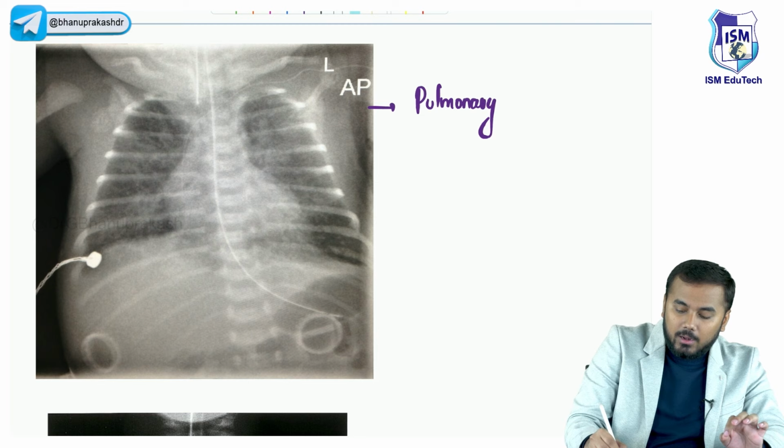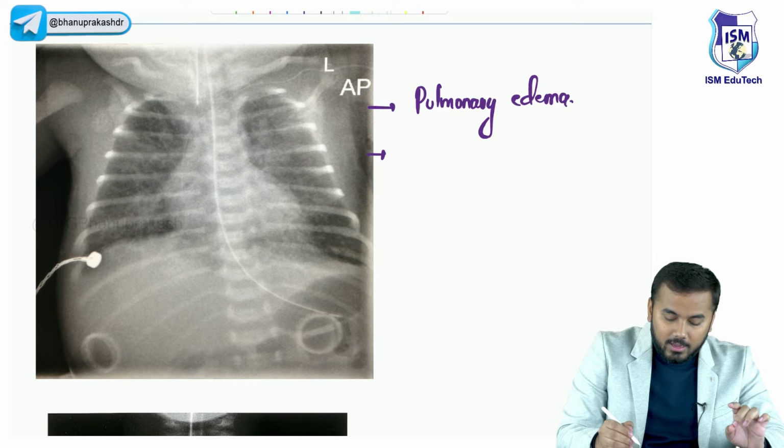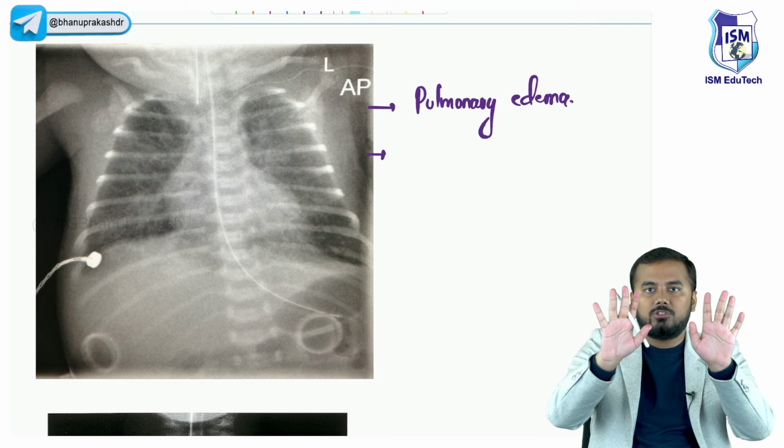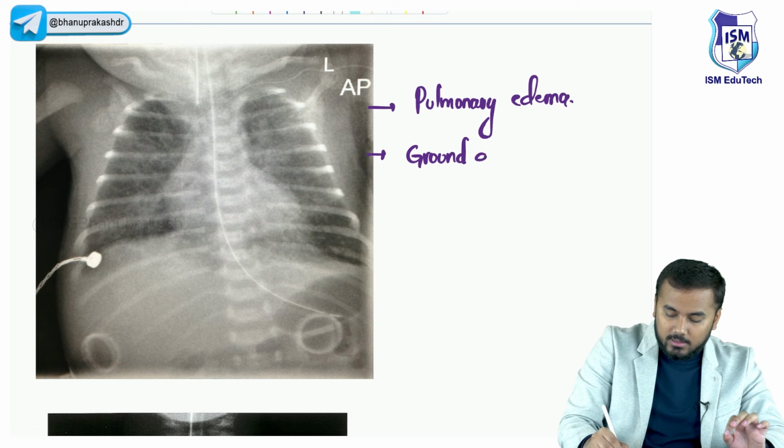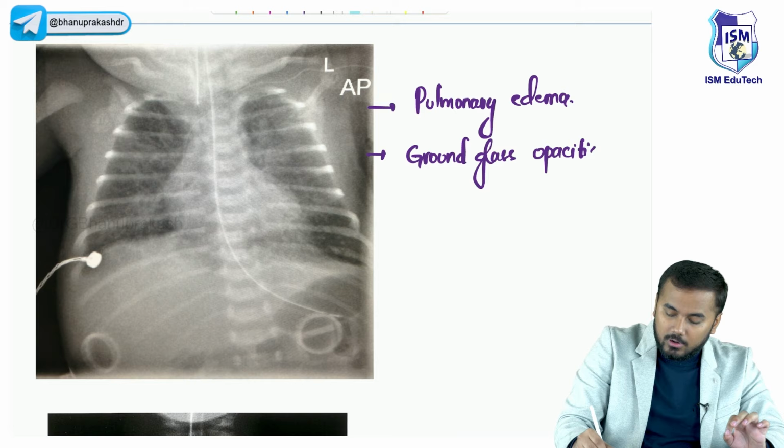Why pulmonary edema? I have told you in the pathophysiology. Or you can see some kind of dot-like disturbances, if I wanted to tell you in lay language. This is called ground glass opacity, ground glass opacities or ground glass densities. I'll show you a next X-ray also.